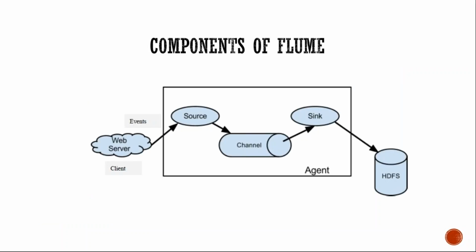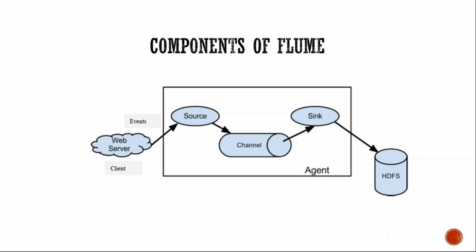The important thing is to understand what the components of Flume are. The components of Flume are something like this. All this agent we are talking about right now consists of three important components. One is the source, the second one is the channel, and the third one is the sink. The source, as the name suggests, is a starting point.